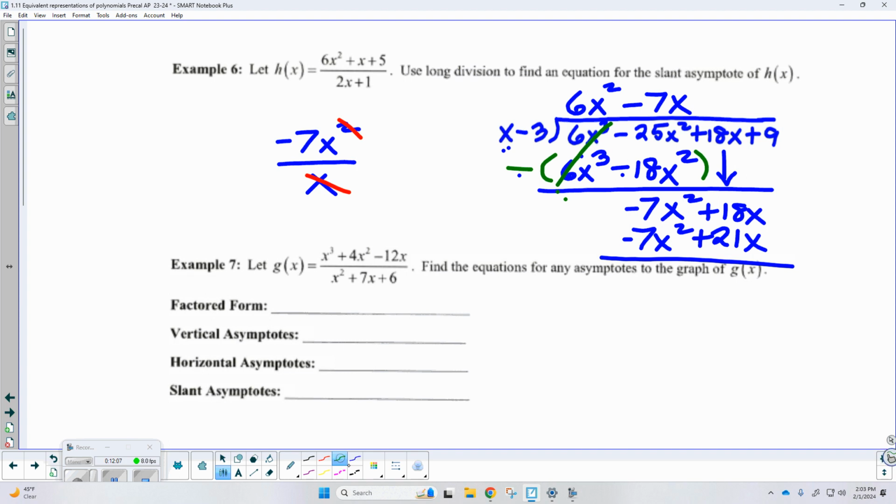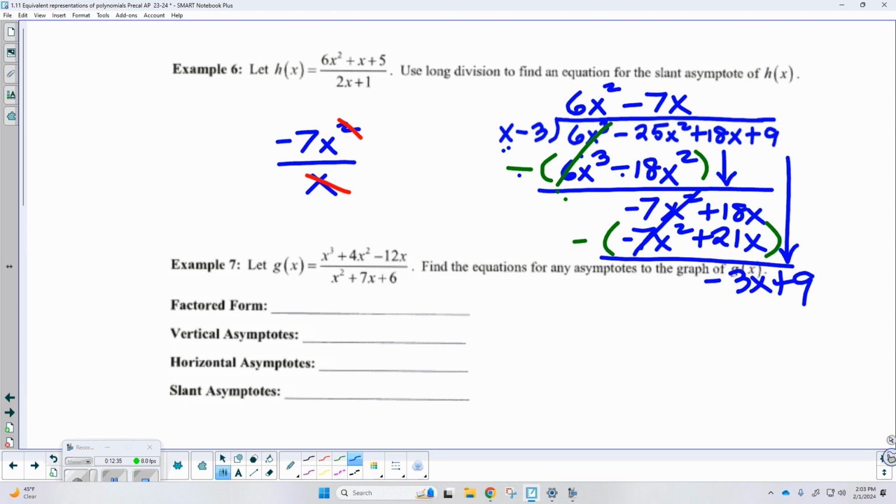And now we subtract. Once these cancel out, they're gone. The leading terms will always cancel. Felipe, how many x's do I have? Negative 3. 18x minus 21x, so a negative 3x. I'm going to pull down this last 9, and we've got to do it one more time.